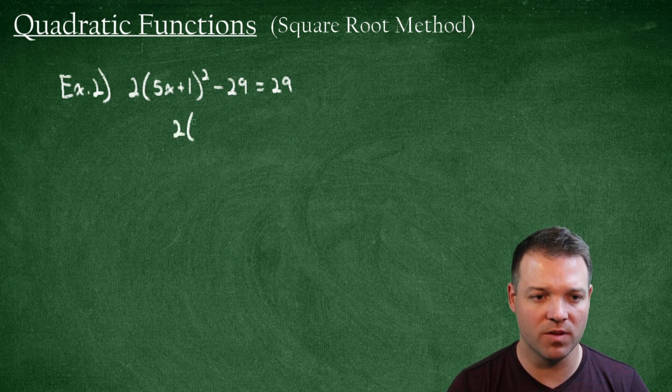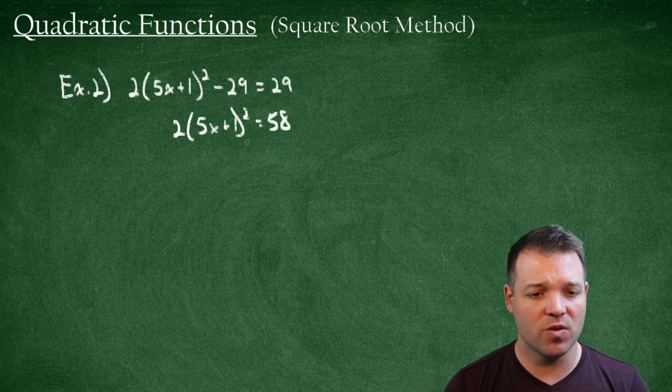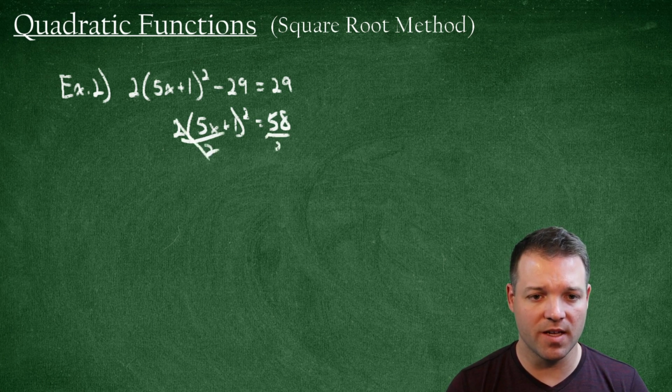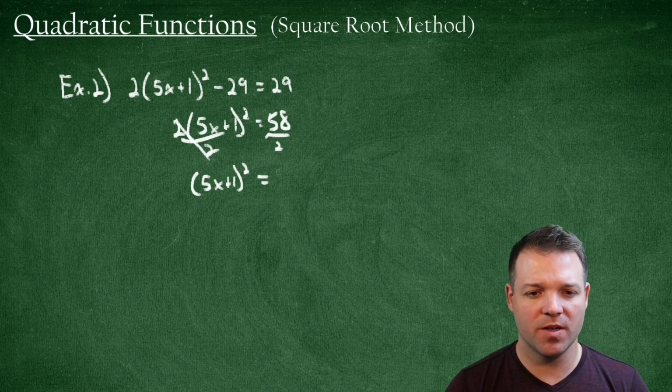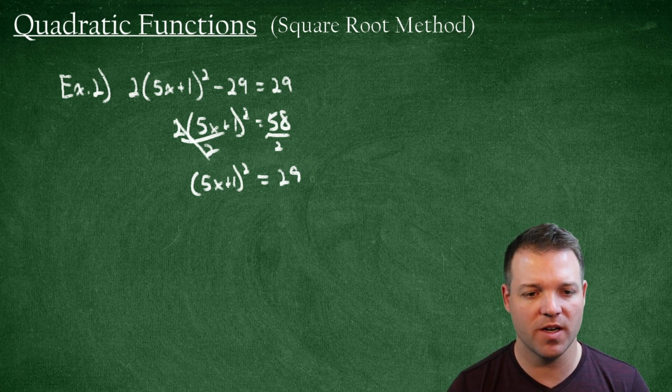So I am stuck with 2 times (5x plus 1) squared is equal to 58. 29 plus 29 is 58. Then I'm going to go ahead and divide both sides by 2, to cancel out that 2. And so I am left with (5x plus 1) squared is equal to 58 divided by 2, which is 29. Of course, because we just added 29, divided by 2, another 29. Okay.